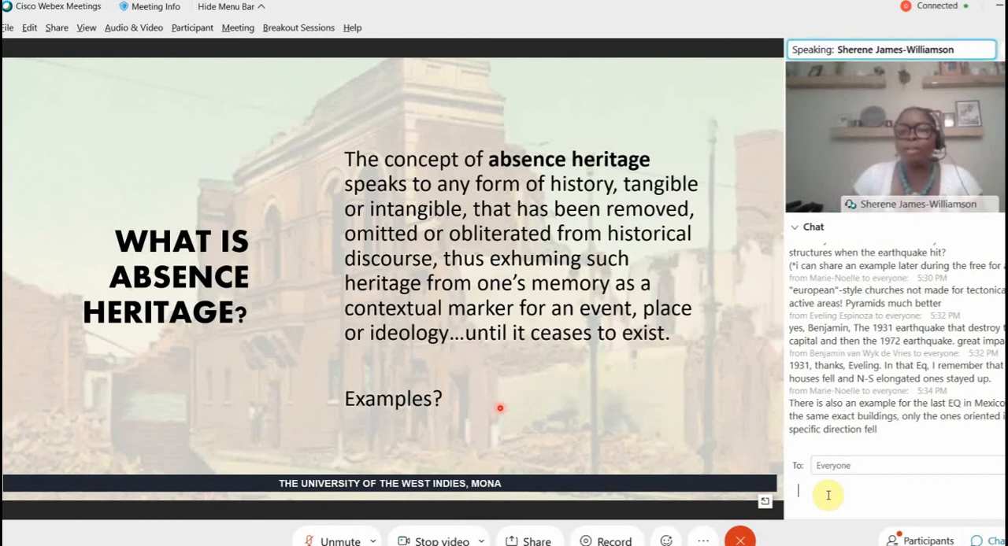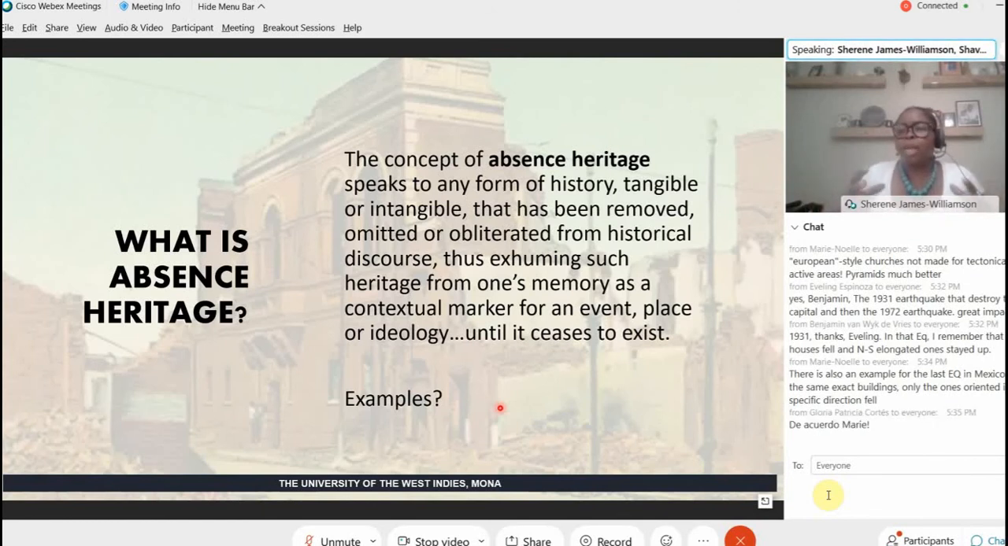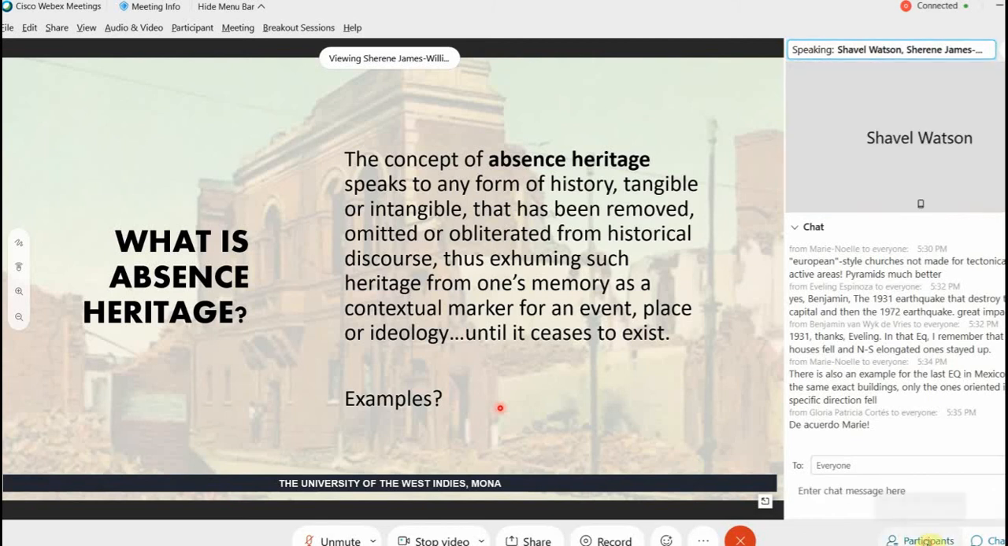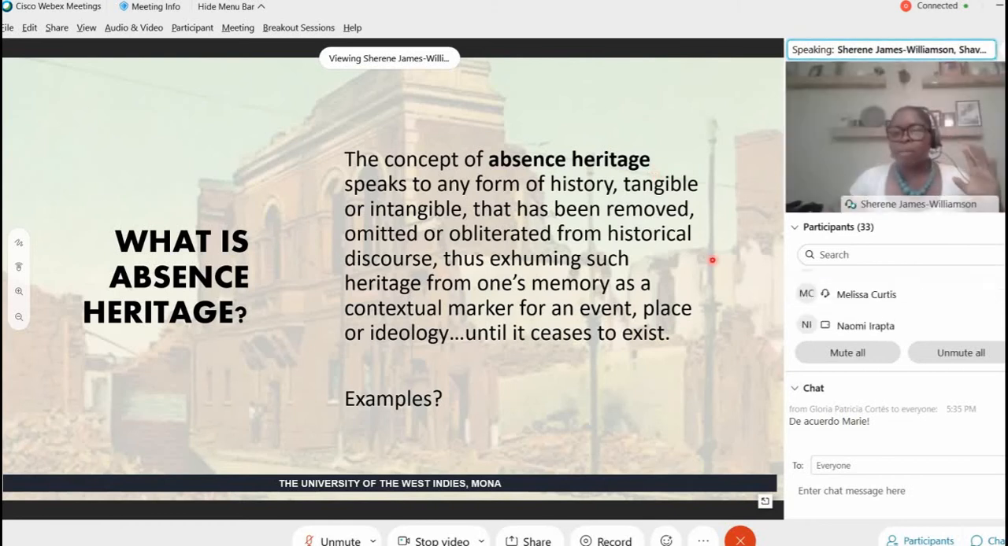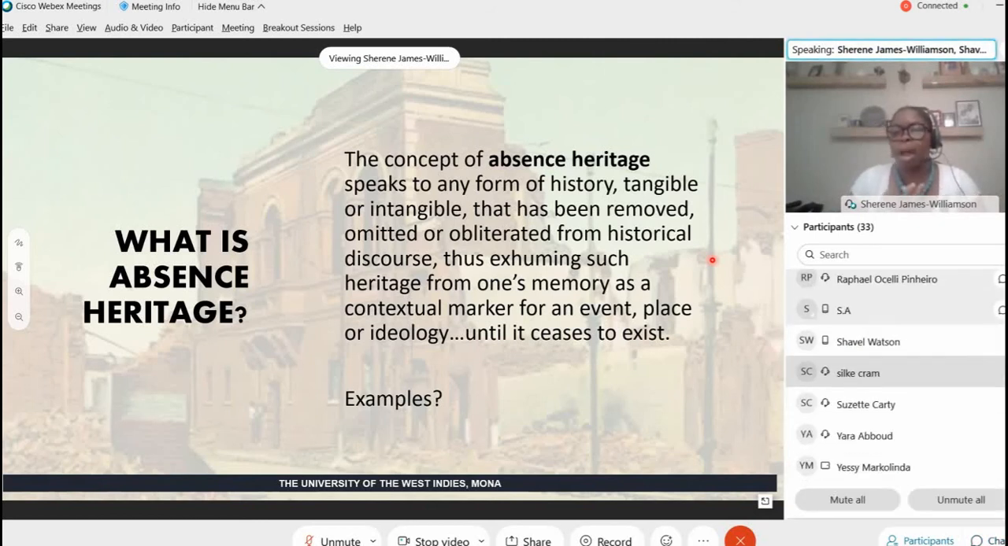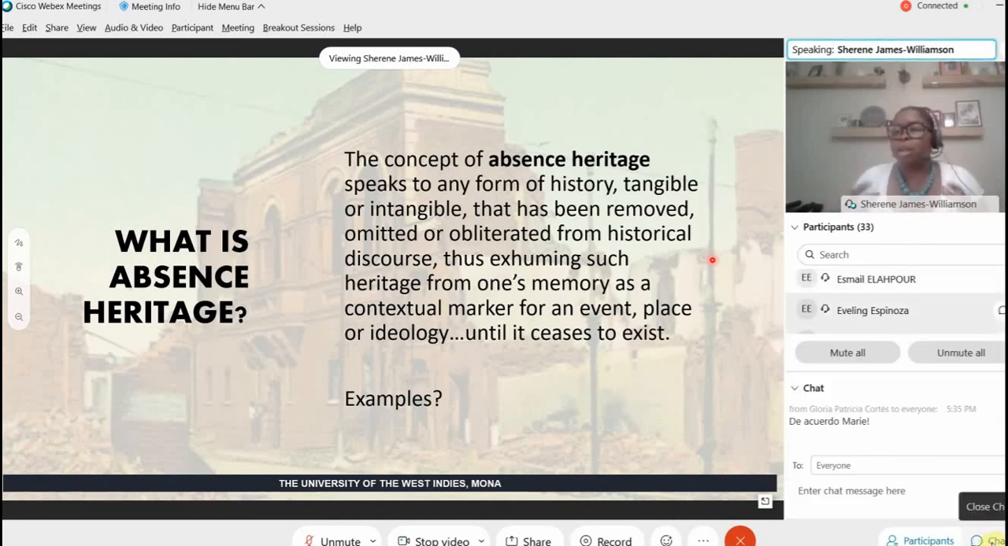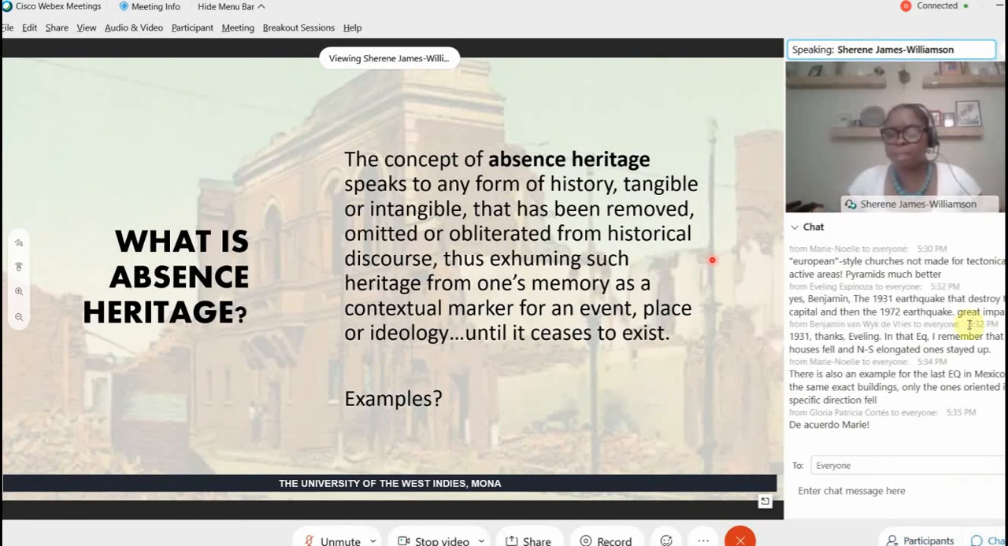And so what we want is to draw absence heritage into a broader definition, to include these aspects of our heritage that are accidentally removed by virtue of natural disasters or war or some other event, but just not because the political will decided that people should not have this, right?